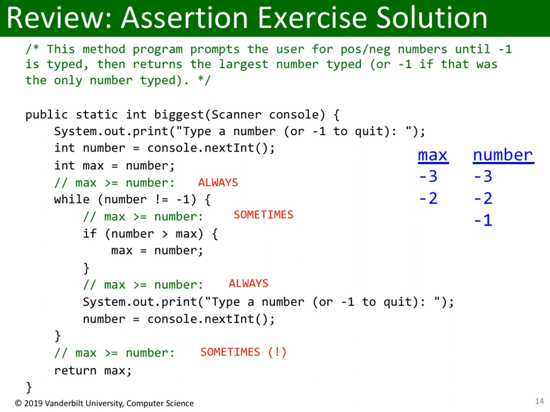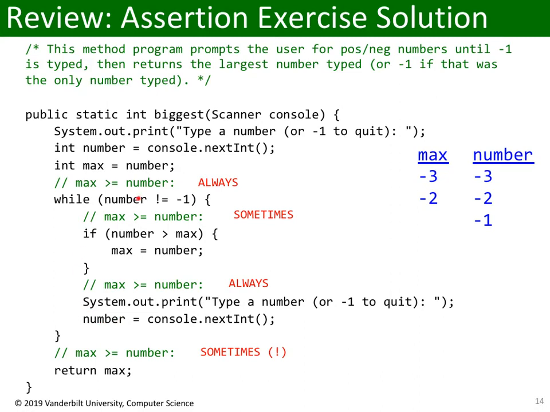But what if the user types in initially the number -3? So max is set equal to -3. When we enter into this while loop, number is not equal to -1, it's equal to -3. So we enter the while loop. If number is greater than max, max equals number. Well, they're equal to each other, so this is skipped. Is max greater than or equal to number? Yes. Type a new number, or -1. And the user types in -2.